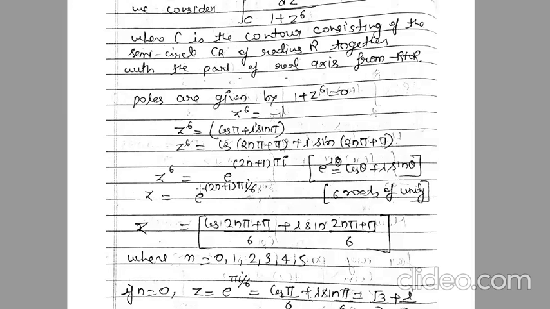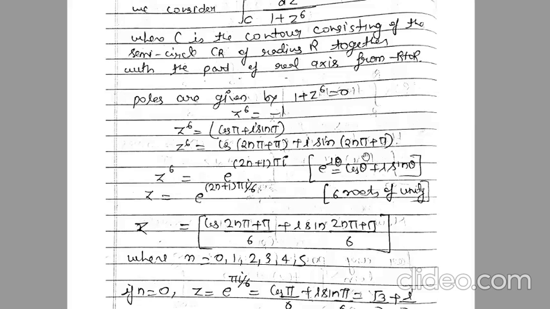So you are getting z to the power 6 is equal to e to the power (2n plus 1) pi I, right? Now for z, the power will be divided, so (2n plus 1) pi I upon 6. So these are the 6 roots of unity, right? Because the power is 6 here. Now if the power is 6, then n is equal to 0, 1, 2, 3, 4, 5.